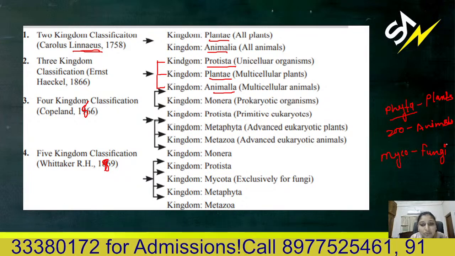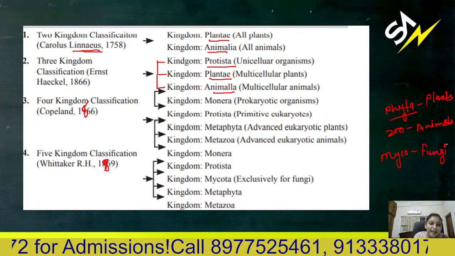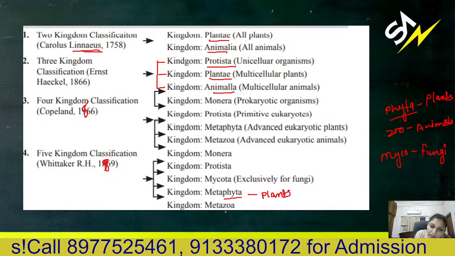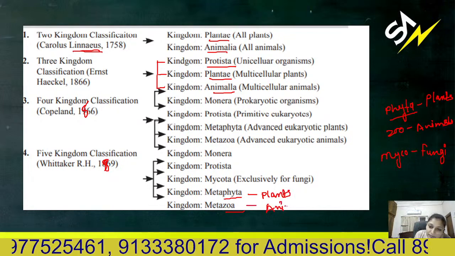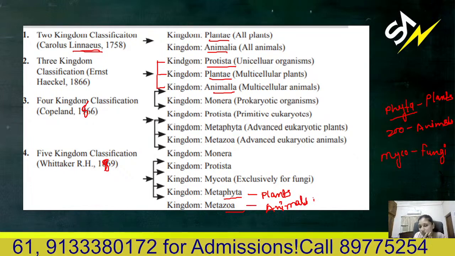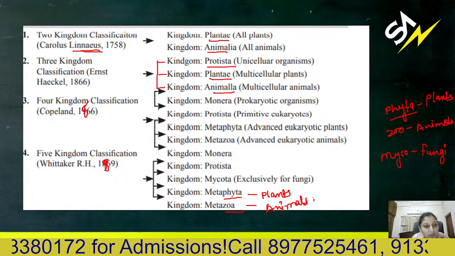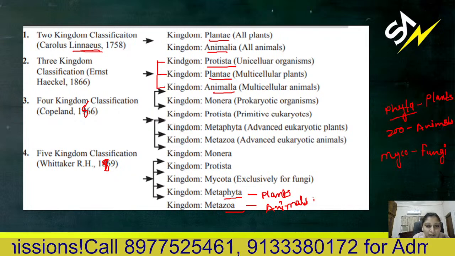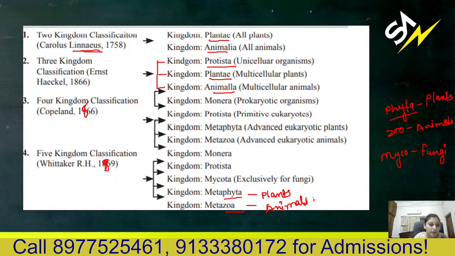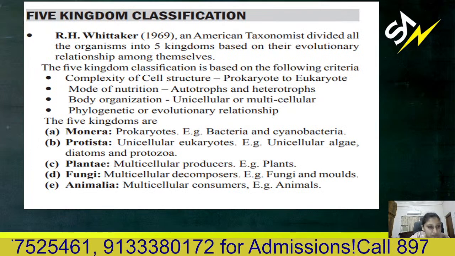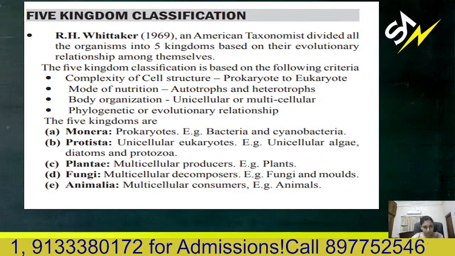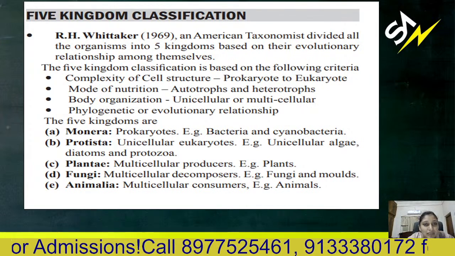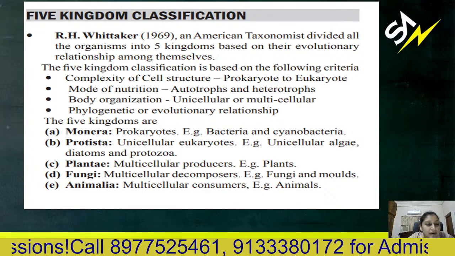Mycota, that means exclusively the fungi kingdom. Metaphyta, again phyta, that means plants, and zoa, that means animals. So finally, five kingdom classification was given by R.H. Whittaker, and according to him, there are five kingdoms: Monera, Protista, Mycota, Metaphyta, Metazoa. Okay, then look here, five kingdom classification. American taxonomists divided all the organisms into five kingdoms based on their evolutionary relationship among themselves.